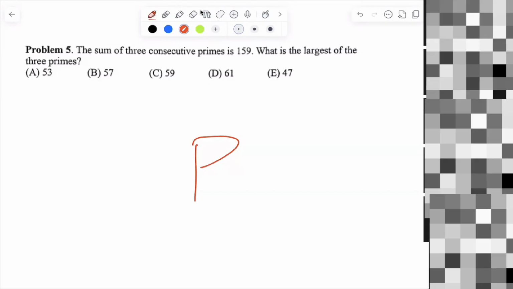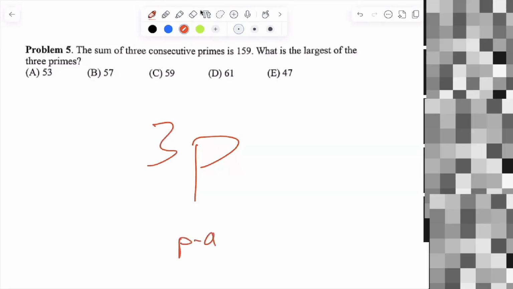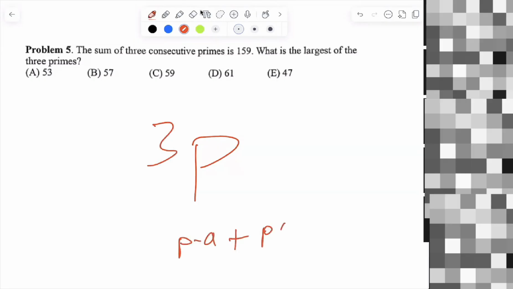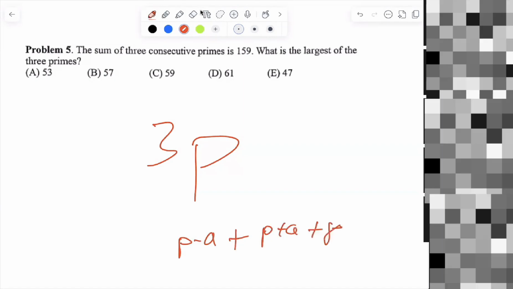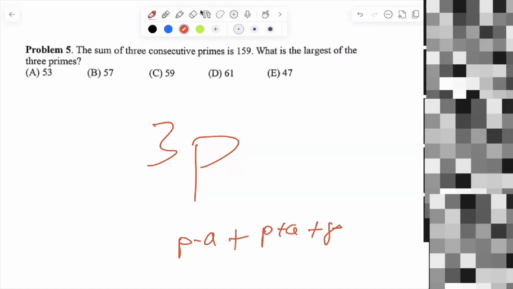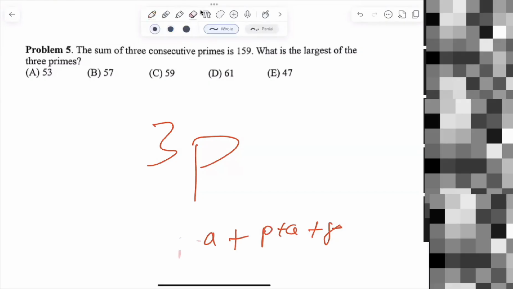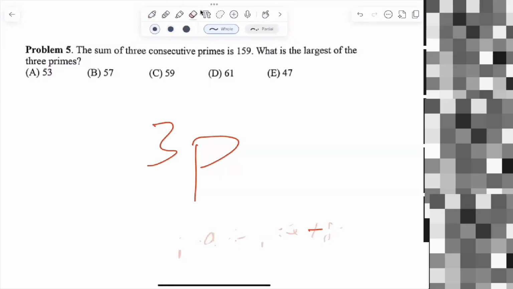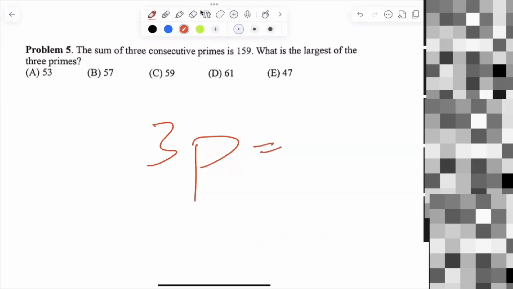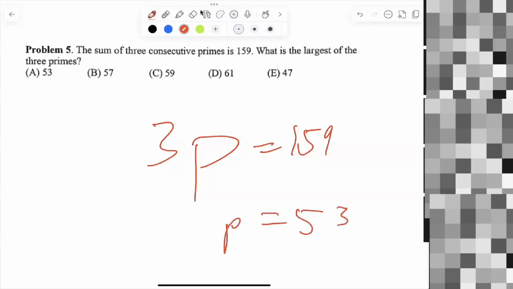So we can say the sum is 3p, since p minus a, where a is the difference, plus p, plus p plus a, just cancels out. The a's all cancel out, and we only have one variable term, which makes life so much easier. Now we get 3p equals 159, and then we get p equals 53.